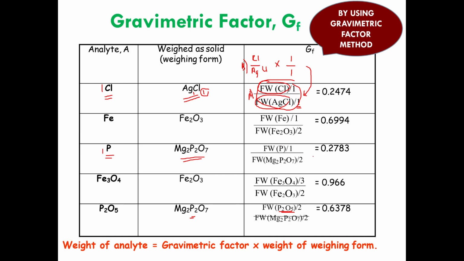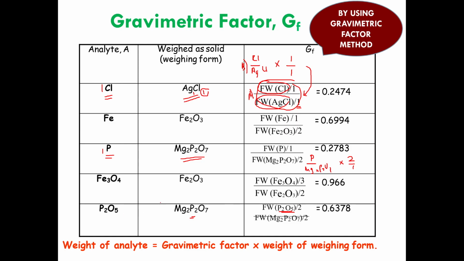Or by using the calculation I explained before this slide, we can calculate by the formula weight for phosphorus divided by the formula weight for the precipitate, which is Mg2P2O7, and then multiply by how many analyte in the precipitate. There are 2 phosphorus in the precipitate, so multiply by 2 over 1. So it is the same equation, and then we get the gravimetric factor.